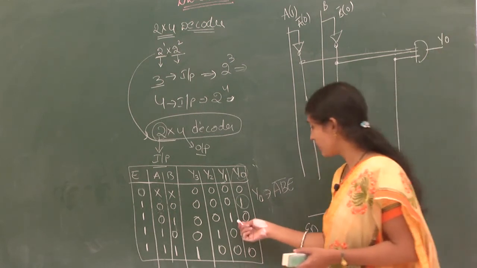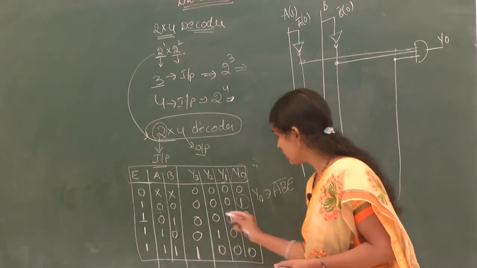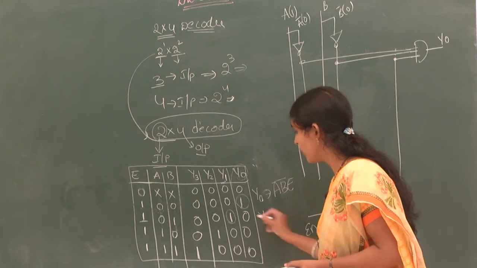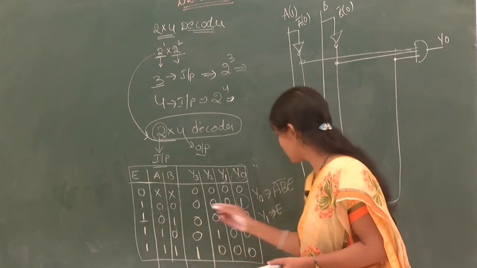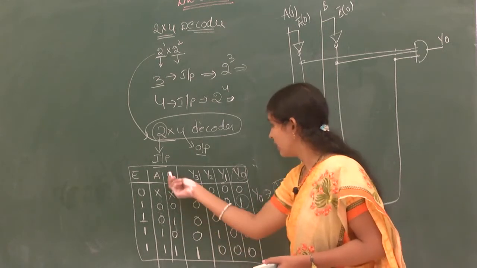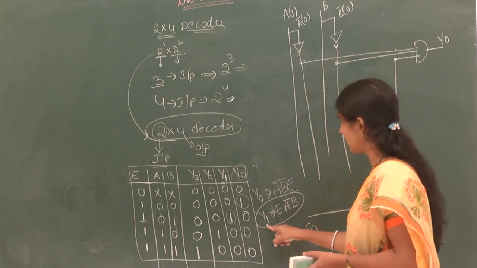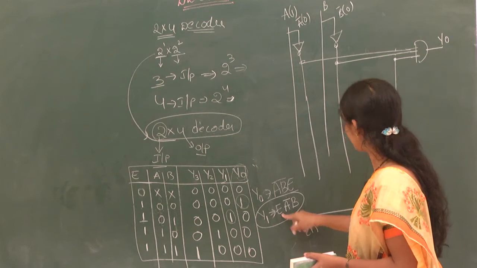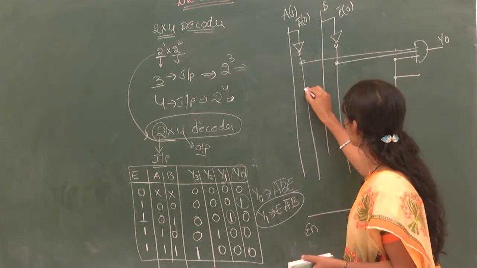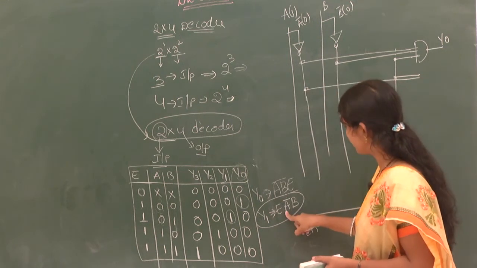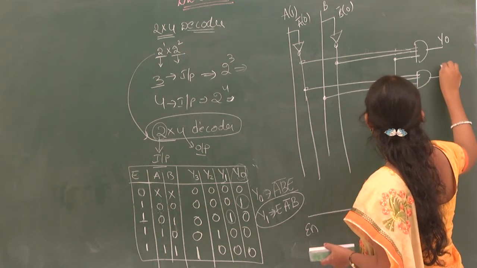At the same time, Y1 is high when enable input, A bar, B. 0 is represented with A bar, 1 is represented with B. So this is your equation. Y1 will be high when enable input, A bar, B is nothing but this one. You will give it to AND gate, you will get Y1.